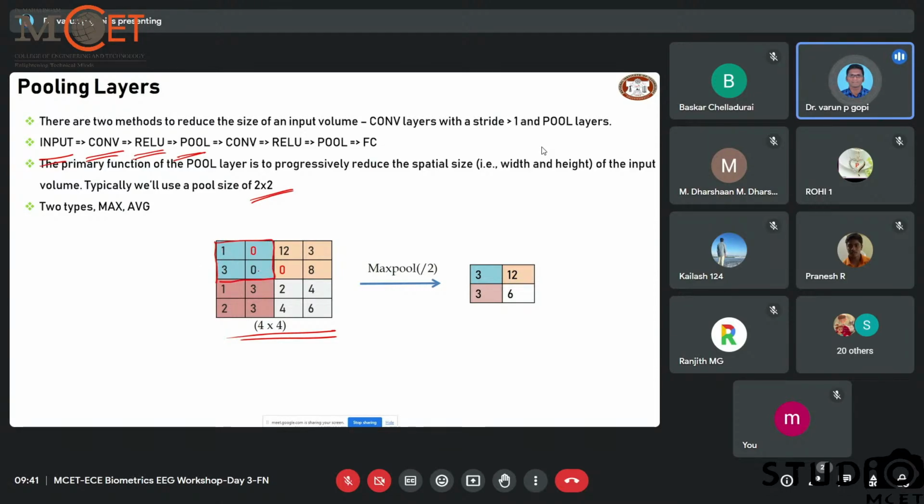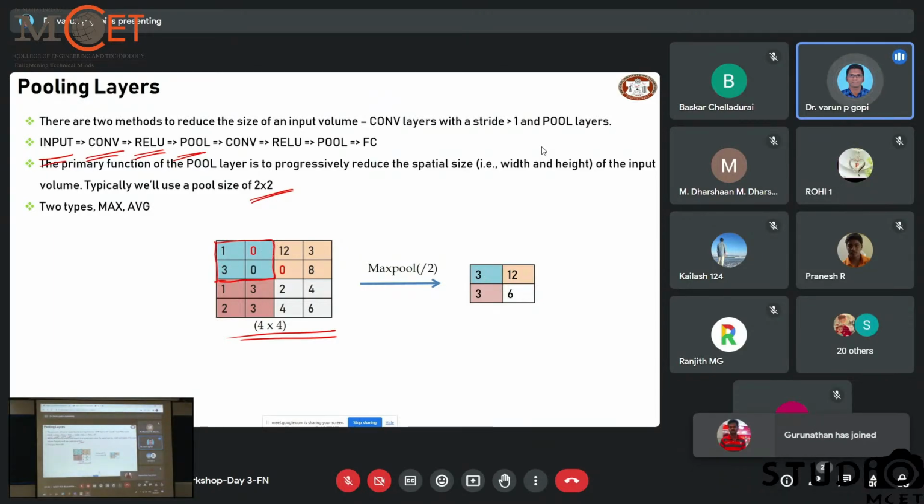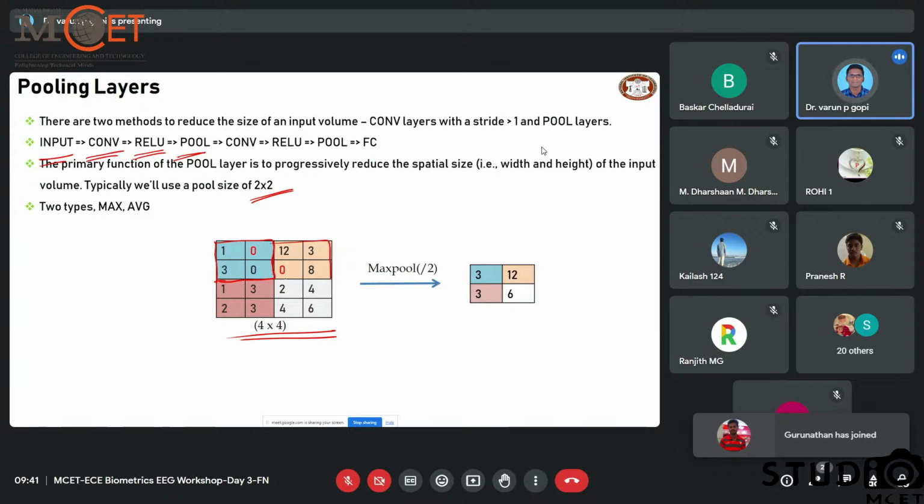So in max pooling, I need to find the maximum value of the pixel. Maximum value of the pixel, that means 3. Then I am moving to the right by 2, so the maximum value is 12. Then I am moving down by 2 more, so the maximum value is 6. Now I am moving to this one, the maximum value is 3. So this is known as max pooling.